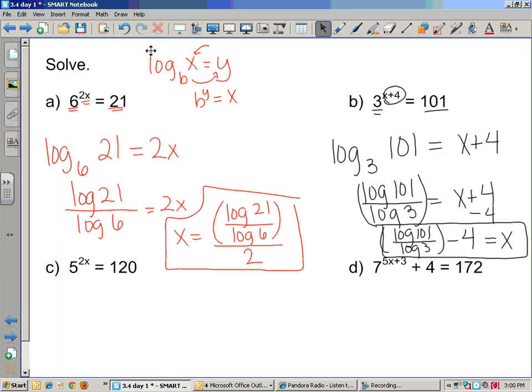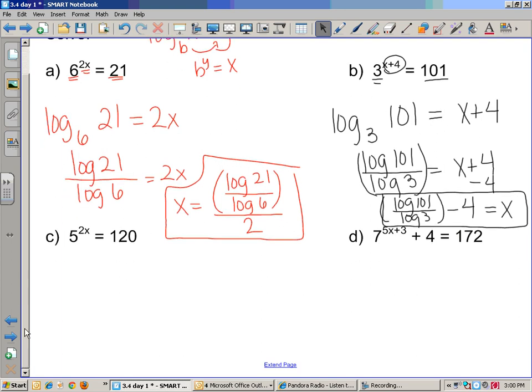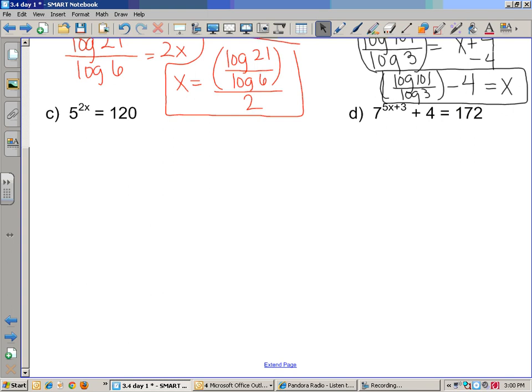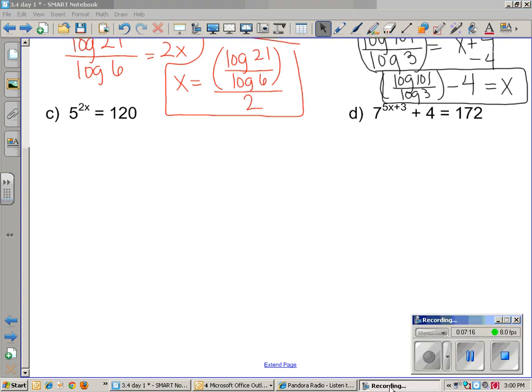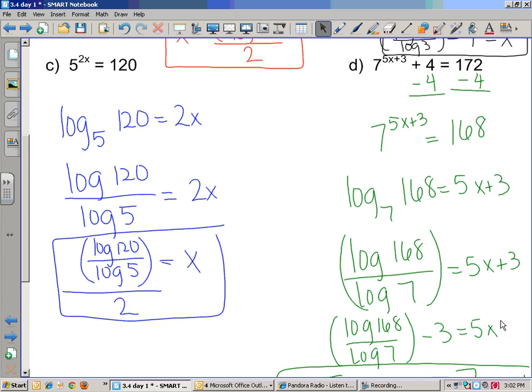So what I want you to do now is pause, and try examples C and D on your own, okay? So right now, on your papers, you're practicing examples C and D. Go. Okay, so here's example C and D worked out.